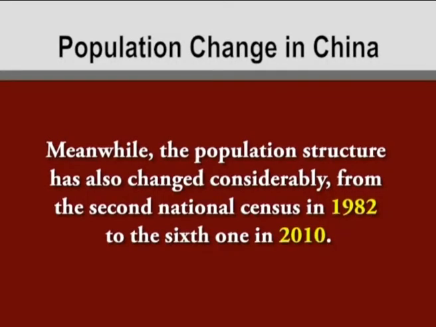The results of the 6th national census conducted in 2010 reveal that China's demographic situation has witnessed fundamental changes from 2000 to 2010. The average annual growth rate of population was only 0.57%, far lower than 1.07% in the previous decade. Meanwhile, the population structure has also changed considerably from the second national census in 1982 to the sixth one in 2010.